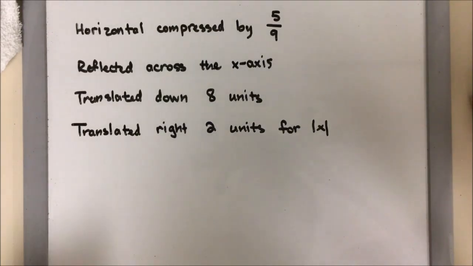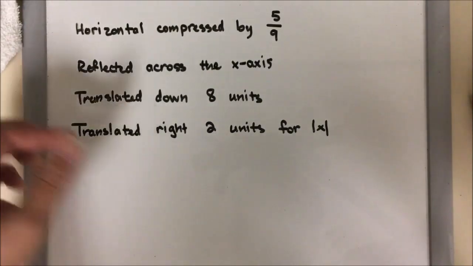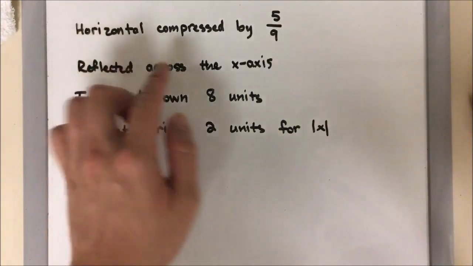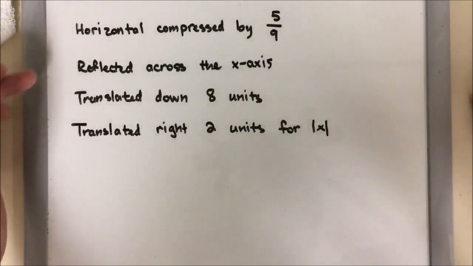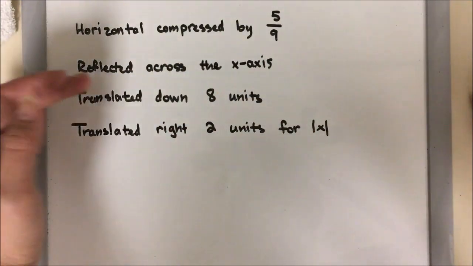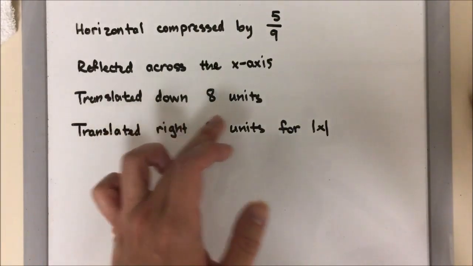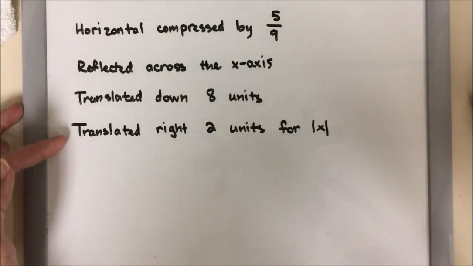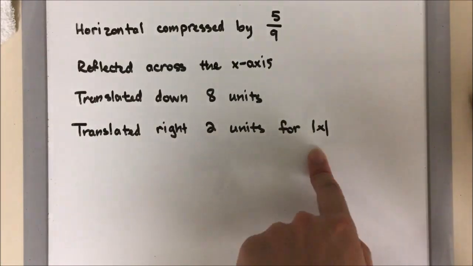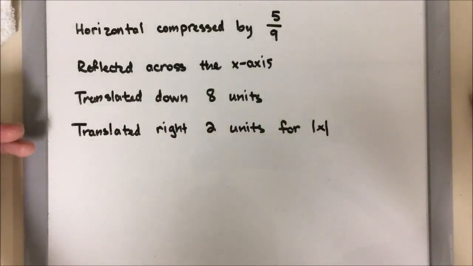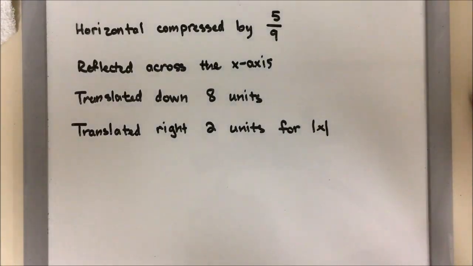In this example, we are given 4 transformations. The first one is horizontal compressed by 5/9. The second one is reflected across the x-axis. The third is translated down 8 units. And the last one is translated right 2 units for the absolute value of x. Now you can start in any order you like. Doesn't matter to me, as long as you write it in its proper place and its correct form.